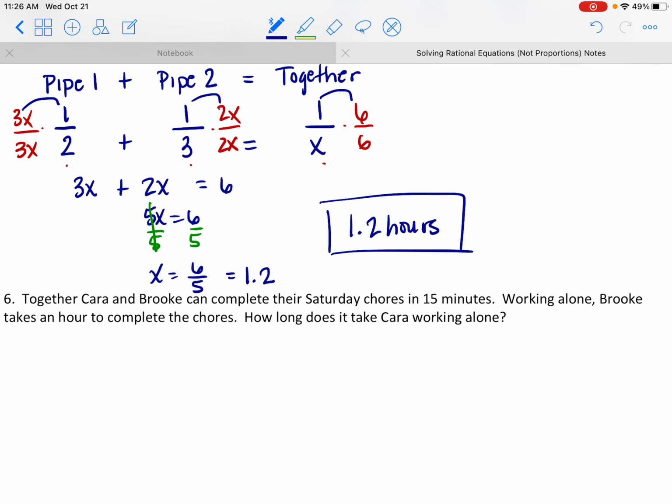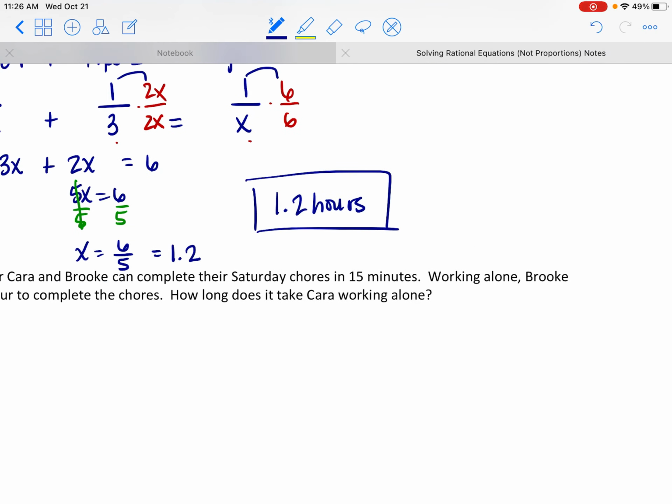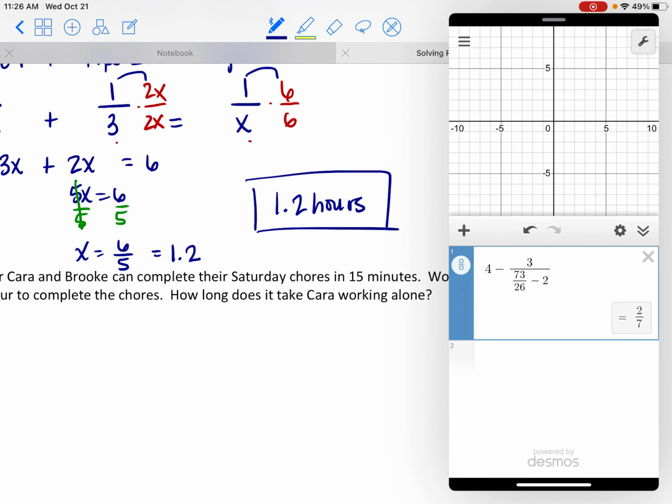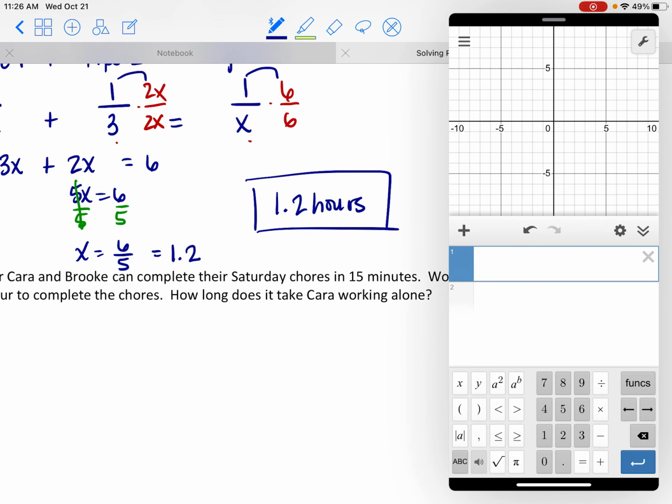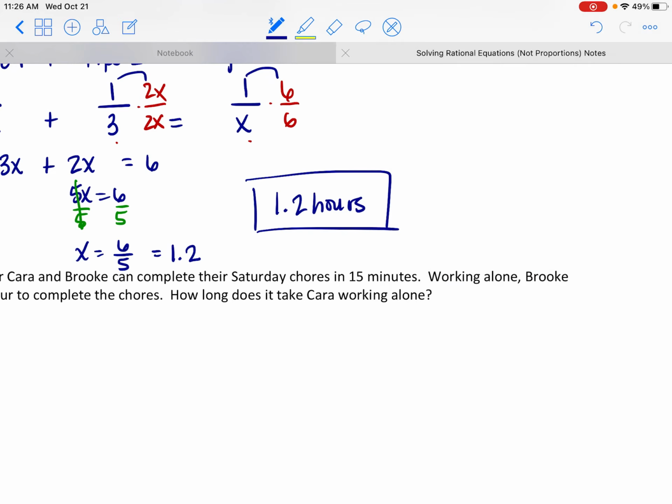Now, even 1.2 hours is a little sketchy. What would that be in hours and minutes? So 0.2 of an hour would be 0.2 of the 60 minutes. So that would be 12 minutes. So the best answer would be 1 hour and 12 minutes.